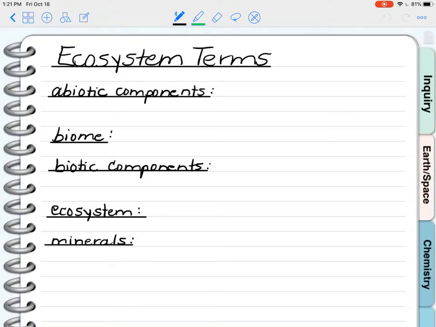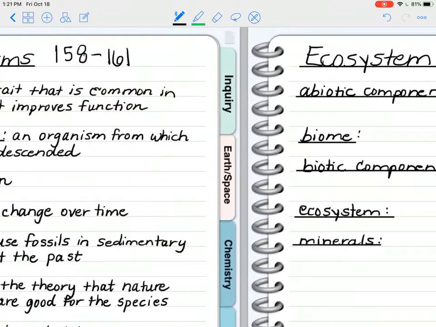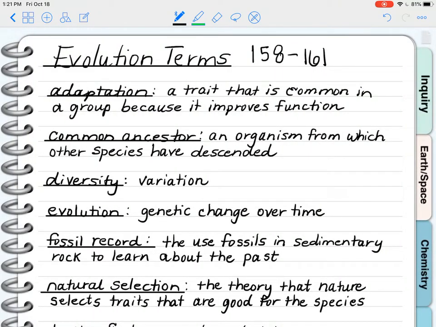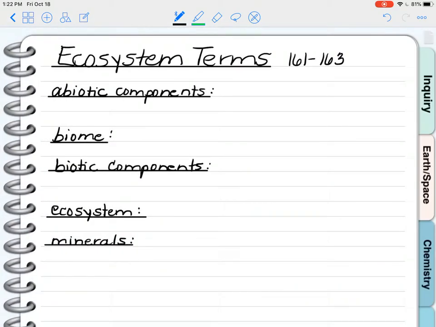Hi there. The ecosystem terms begin on page 161 and they go through 163. And I think I told you wrong last time. The evolution terms only go through page 160. So I'm sorry about that. I'm used to counting 4 ahead and I just made a mistake. So I'm sorry. But the ecosystem terms are short, but they're important. So let's go through them.